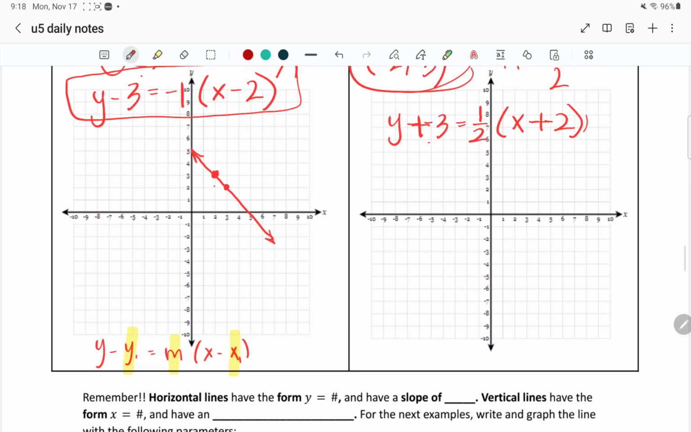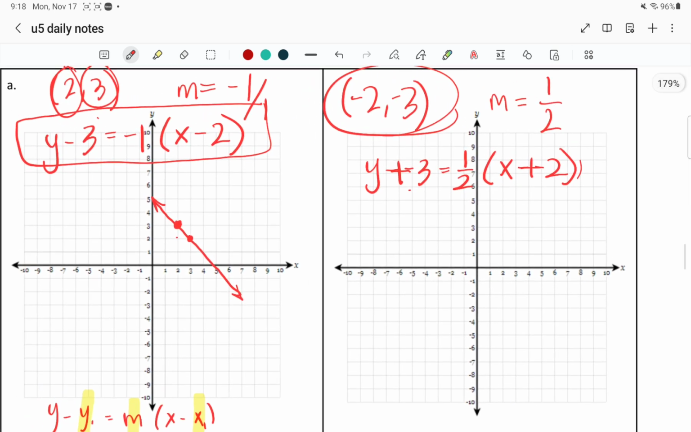So, there is a purpose to it. It's hard to explain why in a video. So, just trust it for the moment. If you want to ask, please email me and ask. We can talk about it a little bit more. But let's move on to graphing.